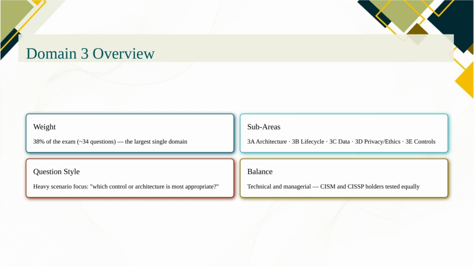Across all of these, the exam asks which control or architecture is most appropriate for this scenario. Your job is to apply the right framework to the right situation. The exam is weighted roughly equally between security managers with a CISM background and those with a CISSP background, so both governance and technical answers will appear. When in doubt, lean toward the governance and risk perspective rather than the deep technical one.